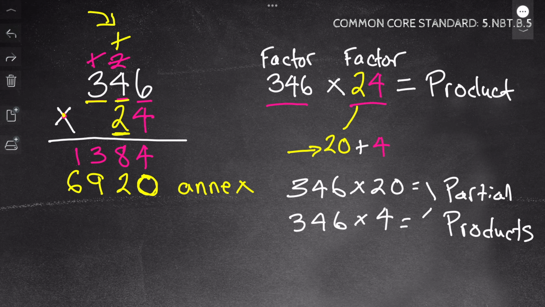Now I'm going to go ahead and add up my numbers. 4 plus 0 is 4. 8 plus 2 is 10, so I'm going to carefully regroup. And then I like to do 9 plus 1 is 10, plus 3 is 13. And then 6 plus 1 is 8. And so my answer is 8,304.